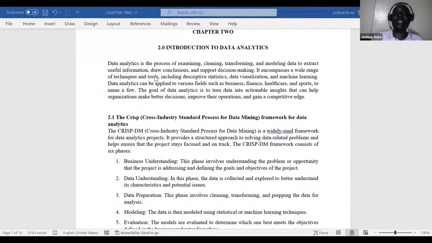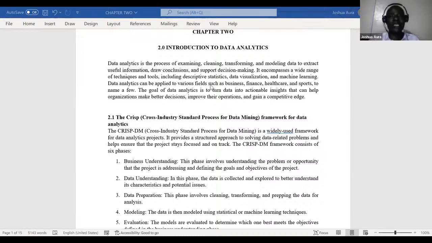we shall overcome. So data analytics is the process of examining, cleaning, transforming, and modeling data to extract useful information, draw conclusions, and support decision making. It encompasses a wide range of techniques and tools, including descriptive statistics, data visualization, and machine learning. Data analytics can be applied to various fields such as business, finance, healthcare, and sports, to name but a few. The goal of data analytics is to turn data into actionable insights that can help organizations make better decisions, improve their operations, and gain a competitive edge.